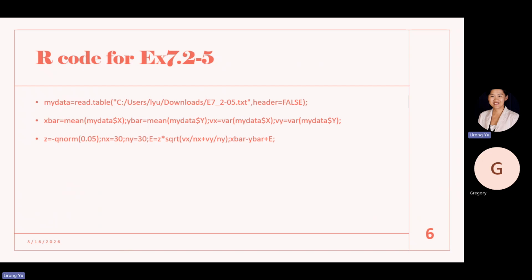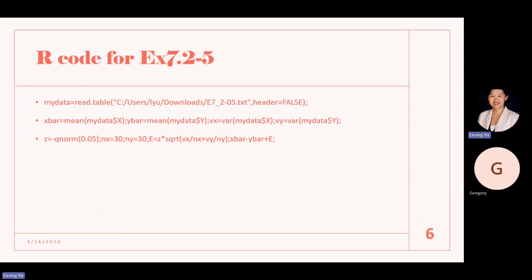In the question, you can see that E is calculated by Z times the square root of Vx over Nx plus Vy over Ny. So I'm calling that E, so next time when you do the calculation, it is already calculated. Those are the names in this file, but you can change the names and calculate whatever is convenient and clear to you. Any question? Are we okay? So that's the answer to question number 5.